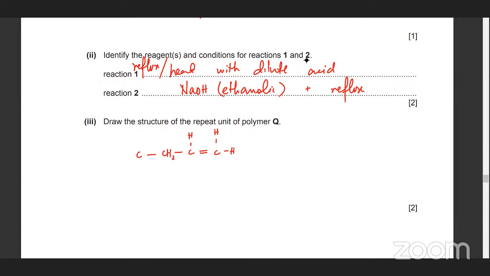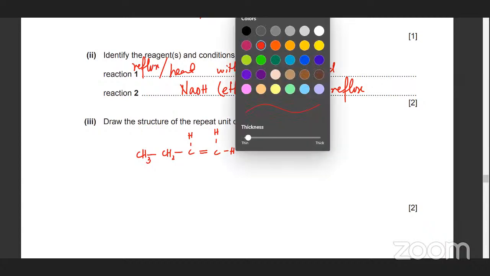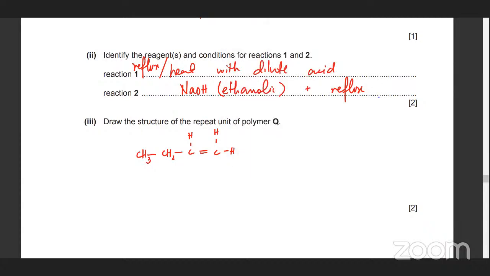This is 2 hydrogens and this is 3 hydrogens. Now, when you're trying to form a polymer, the first thing that you're going to try and do is make sure you redraw this molecule. And make sure you redraw the carbon and carbon double bond. This carbon and carbon double bond has to be kept in the center. And nothing should be drawn on the left or right side of this.